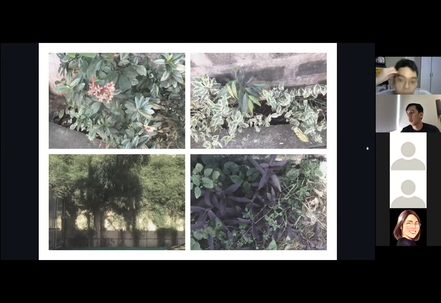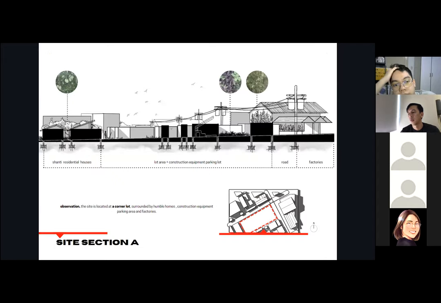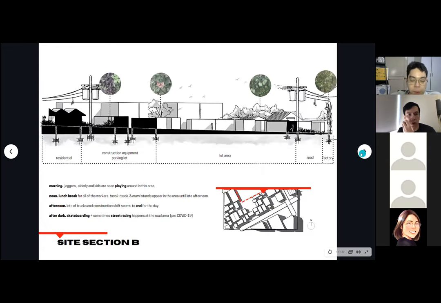So for my site section, I noticed that my site actually has a slope, pero pag nandun ka po, it's not noticeable. So as you can see, this is my site, although nakatayo siya sa area na may construction parts dito, because this is also a construction parking lot, and then this is the site area. These are the locations ng mga plants na nandito, although this is a mango tree, but I didn't include it because it's quite far from my site. So this is the other site section.